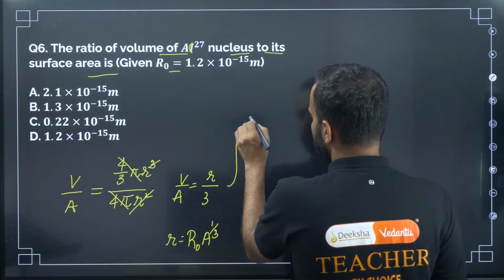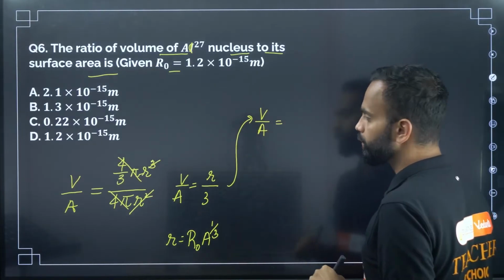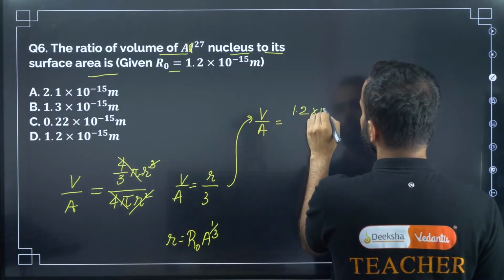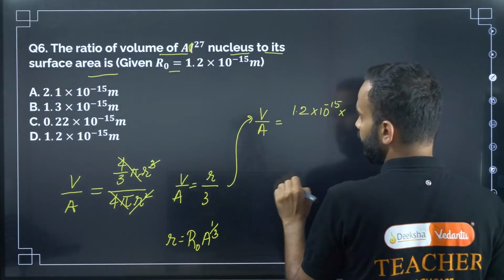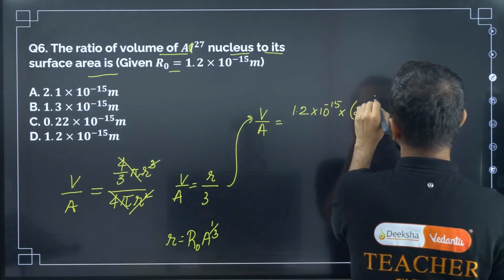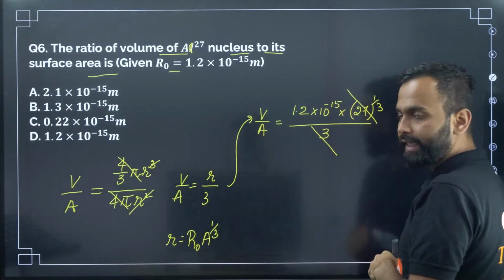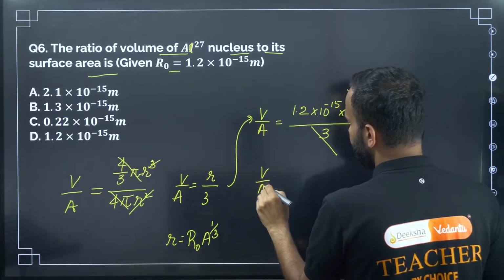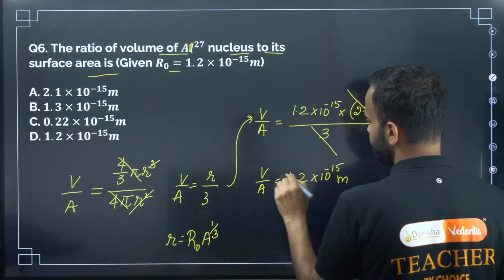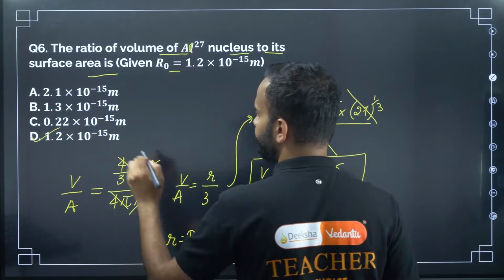Okay. So now here the ratio V divided by A, volume of the aluminium to the surface area of the aluminium, is equal to R naught, 1.2 into 10 to the power minus 15, and A to the power 1 by 3, that is 27 to the power 1 by 3. Cube root of 27 is 3, right? So here 3 and 3 will get cancelled. Now V by A is equal to 1.2 into 10 to the power minus 15 meter. So the correct option is D.